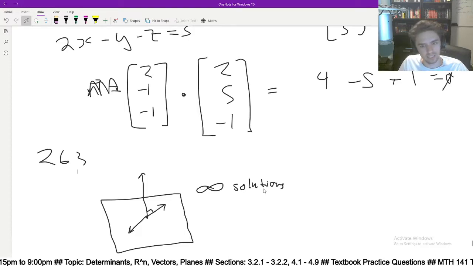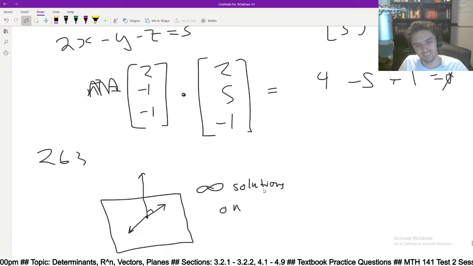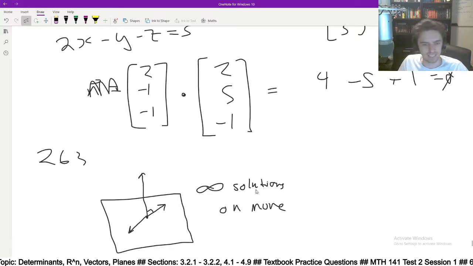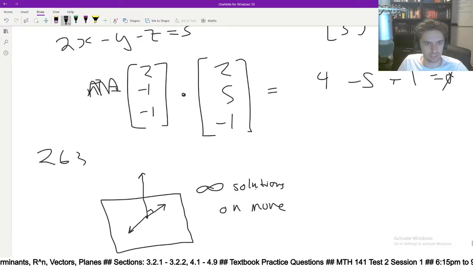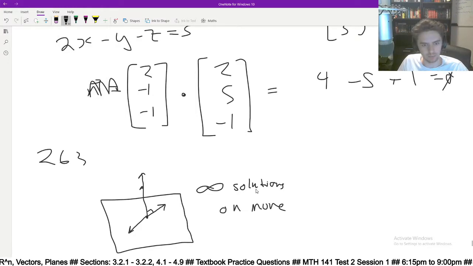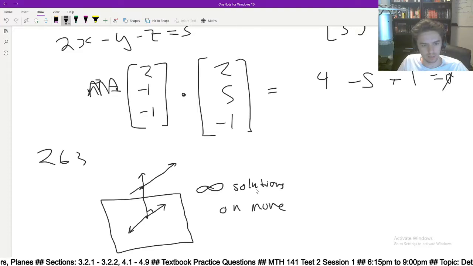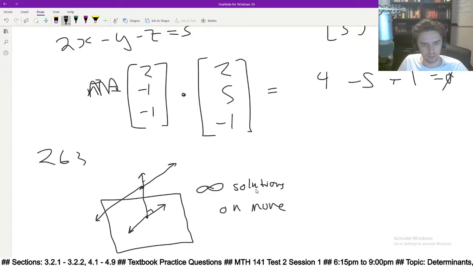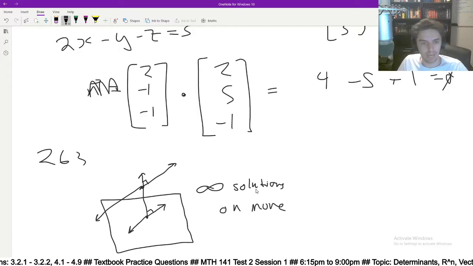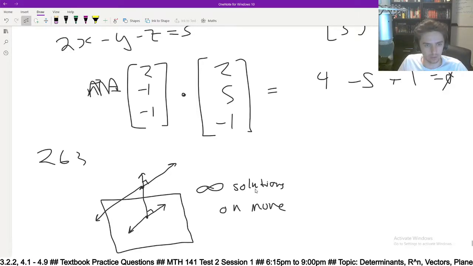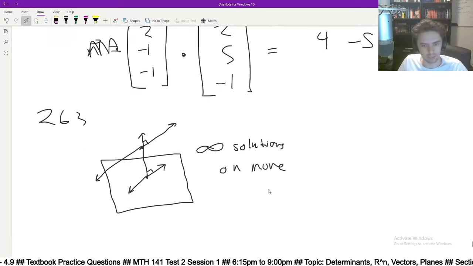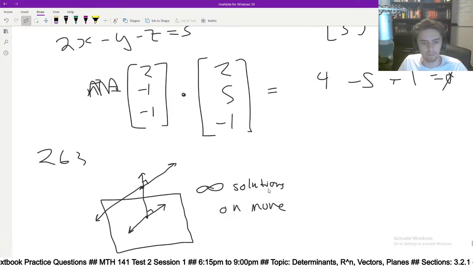So either infinite or none. Because yeah, sure, the direction vector is perpendicular, but the line could also be up here, right? And now, still perpendicular, there's no solution. So how can we tell the difference? I thought it was infinite, but no. So it's either infinite or none. How can we tell?